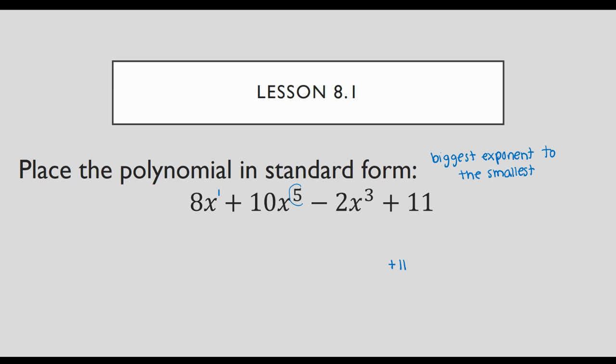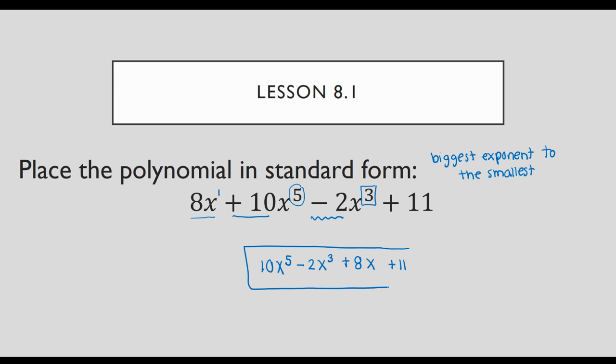Hopefully we notice that 5 is the biggest exponent. It's got a positive 10 in front, so we'll have 10x to the 5th to start us off. Then the next biggest exponent would be a 3. Notice how we have a negative 2 in front, so we'll have minus 2x to the 3rd. Then we want to deal with the x that has just a degree 1. That 8 is positive. And then once again, the 11 goes last because there are no variables there at all. This would be my answer in standard form because there are no like terms, and it goes from the biggest exponent down to the smallest.